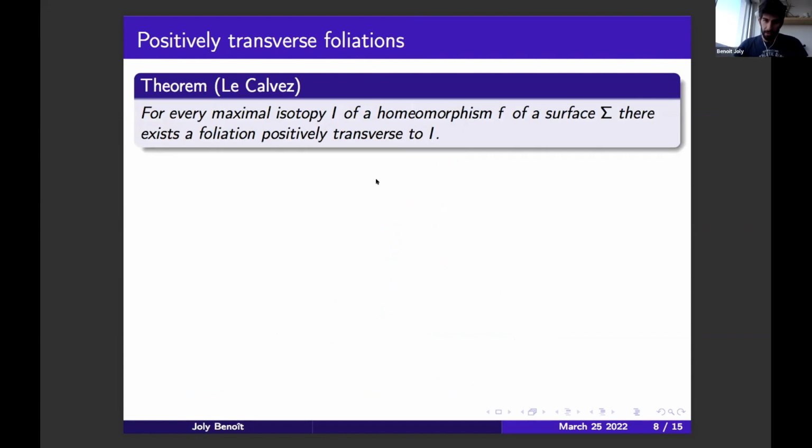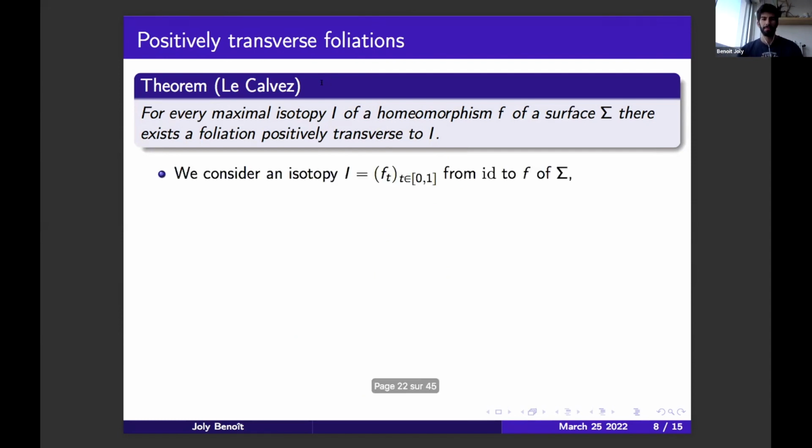So the main result of Le Calvez is way more general. It states that for every maximal isotopy, there exist foliations positively transverse. So for every maximal isotopy of homeomorphisms, I don't need a Hamiltonian homeomorphism to obtain this result. And I will explain briefly what every word means in this statement.